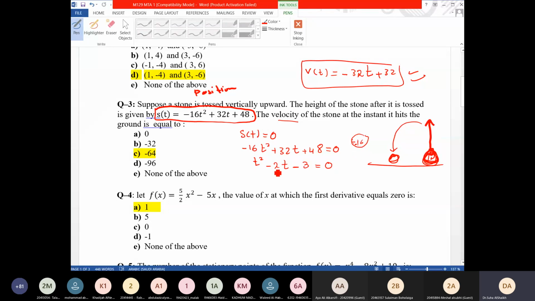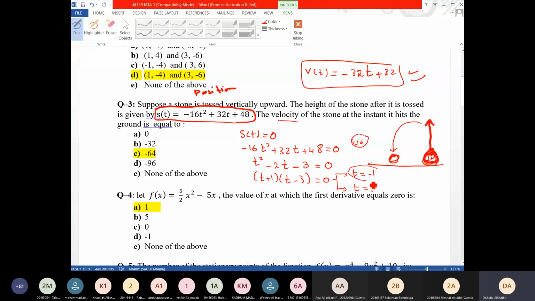This will be t squared, this will be minus 2, this will be minus 3. Now I can factorize it into two parts equal to 0. Here we have the t, here we have the t. This is minus 3 with the plus 1. Their multiplication is minus 3 and their addition is this. This will lead me to two solutions: either t minus 1 or t plus 3.